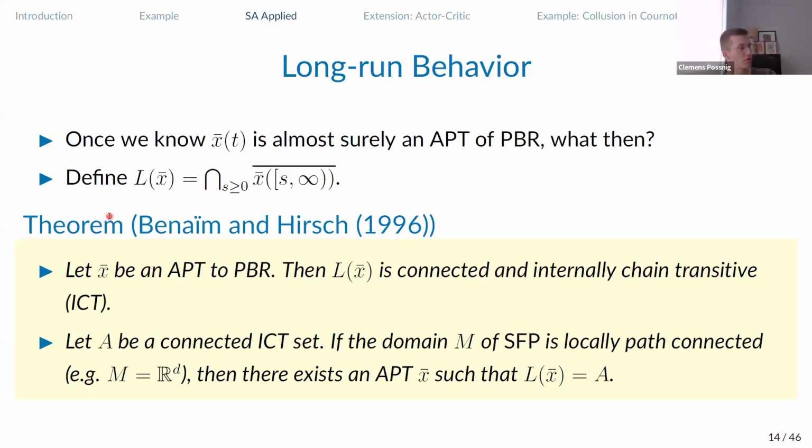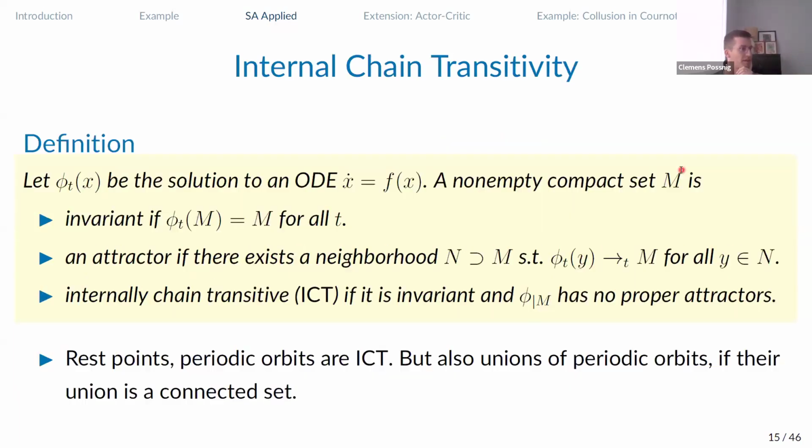And on the other side, the partial converse is that if you take an ICT set of the ODE, and the domain of your algorithm is a locally path-connected domain, which in our case holds, or in Euclidean space this holds, then you can find an asymptotic pseudo trajectory that will find this internally chain transitive set. So there exists at least one. There could be only one, so it's still a very low probability of finding it, but we can talk about probabilities later on. So this is the connection. These are the specific sets. And let me define them now, because I haven't defined them yet.